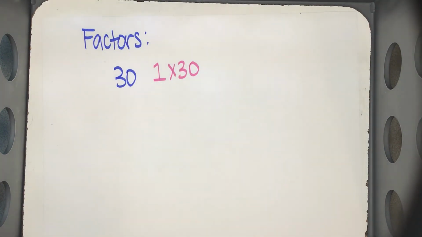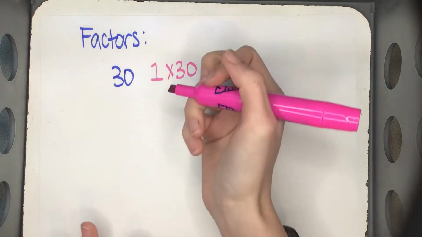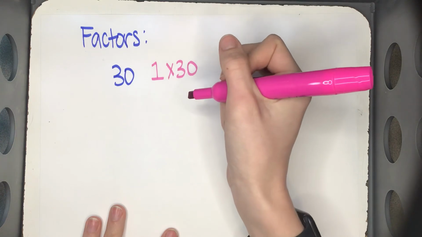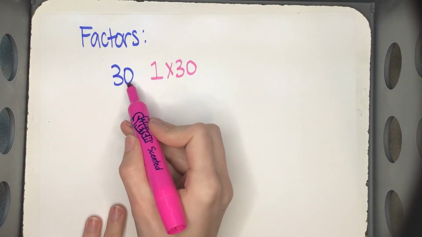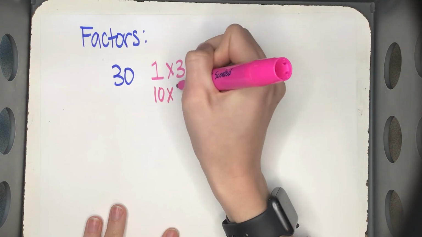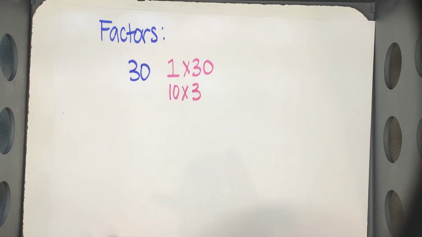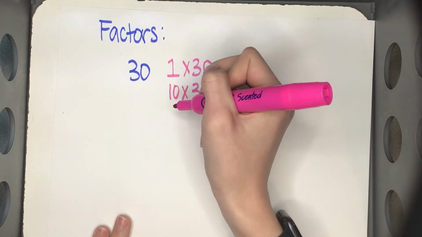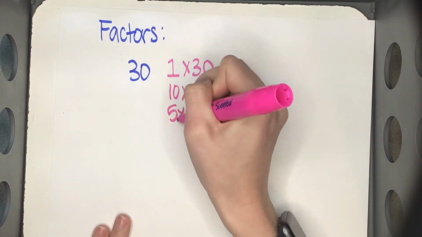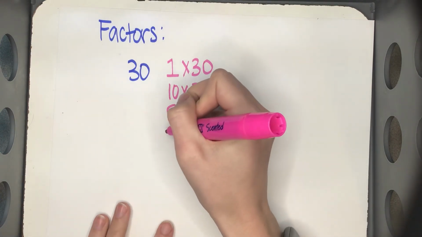So 1 times 30. 1 is a factor, 30 is a factor. I can look at 30 and see the 0 here at the end and know that I can multiply by 10 and do 10 times 3. I know that 5 is a factor: 5 times 6. I can do 15 times 2.